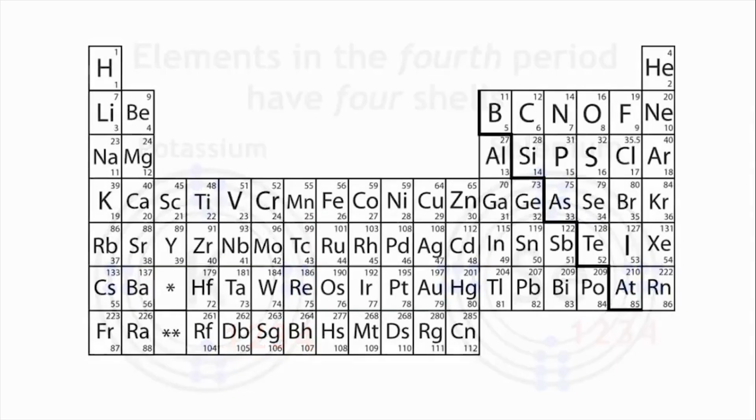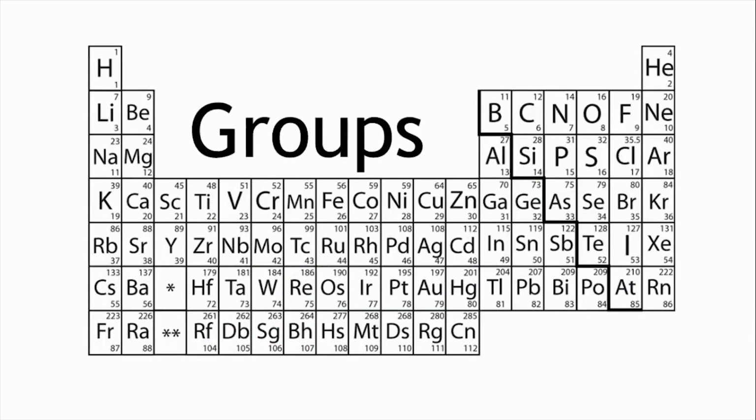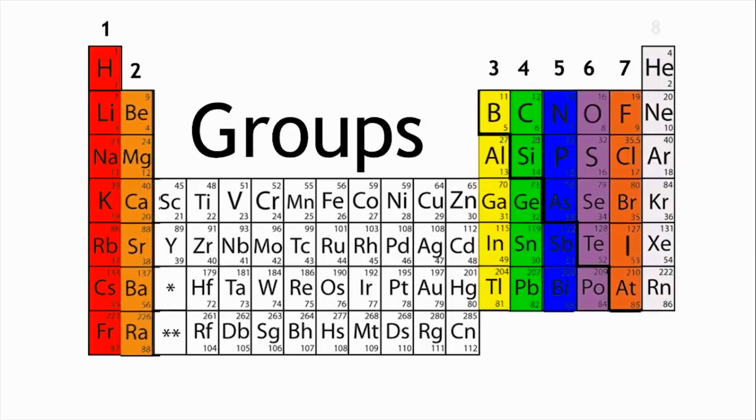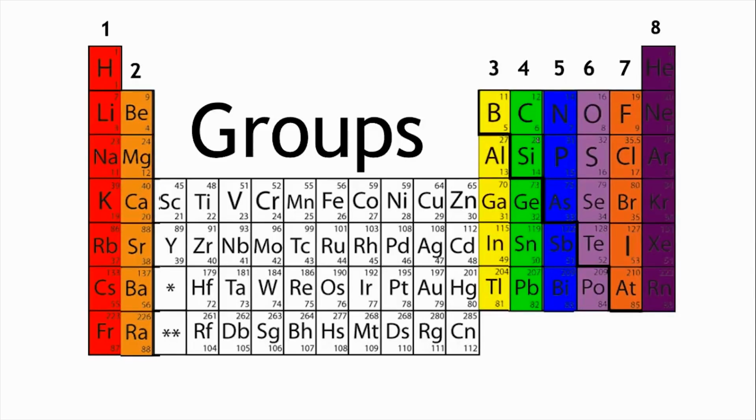The columns going down from top to bottom are the groups. Elements in the same group also have something in common. Elements in the same group have the same number of electrons in their outermost shell. The electrons in the outer shell are called the valence electrons. This just means that these are the electrons available for reactions and bond formation.